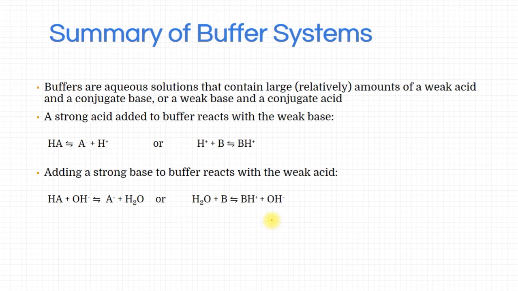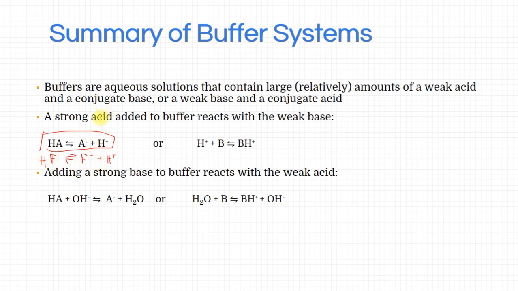So to summarize, a buffer is when you have a weak acid and its conjugate base, or a weak base and its conjugate acid. If we add a strong acid to one of our buffers, so let's just take an acidic buffer. So here HA is the acid and this is the conjugate. That's one way we can show it. So it'd be something like, let me think, HF and this stuff. So if that was our buffer, okay, I put in some fluoride ion, I put in some hydrofluoric acid, that's our buffer.